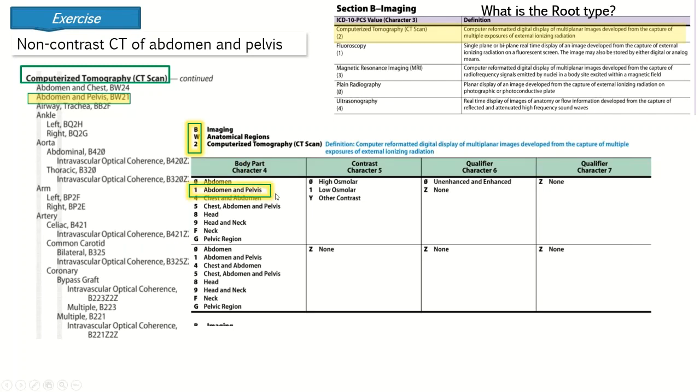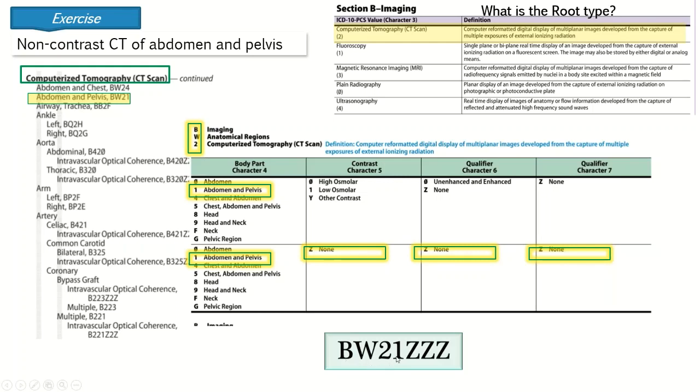I like this, but I see a problem. If we go to the next character, we've got high osmolar, low osmolar, and other contrast, and this says no contrast, our documentation. Oh, you know what? Let's look down to the next row and see if we see our body part. I do. There's abdomen and pelvis, and then next to it, guess what? No contrast, no qualifier, and no qualifier. So our final code, BW21ZZZ.